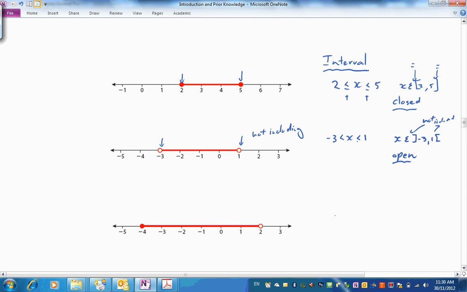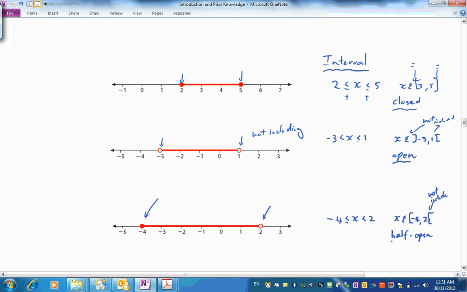So let's have a look at this one down here. Can you do it? -4 is less than or equal to x is less than 2, because this is shaded, so -4 is included. This is not a shaded circle, so the 2 is not included. So this is half open, this interval, because it's closed on one end. x is a member of the set -4 and 2. Now 2, we use a backward sign there to show that it's not included. It does not include that end there. And so this is called a half open interval.